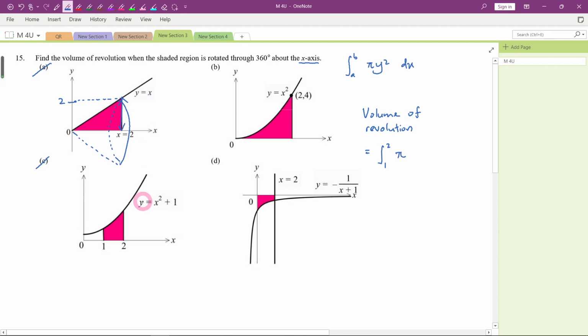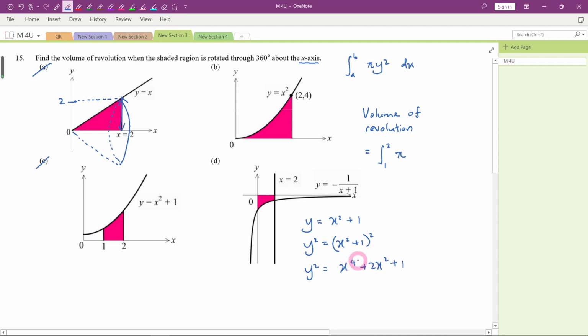Y is equal to x. This time, y is equal to x squared plus 1. So I would suggest you to do it separately. Y is equal to x squared plus 1. Since we know we need to use this formula, pi y squared, not y, but y squared dx, we need to find y squared first. Okay, so we need to do some expansion over here. X power 4 plus 2x squared plus 1.